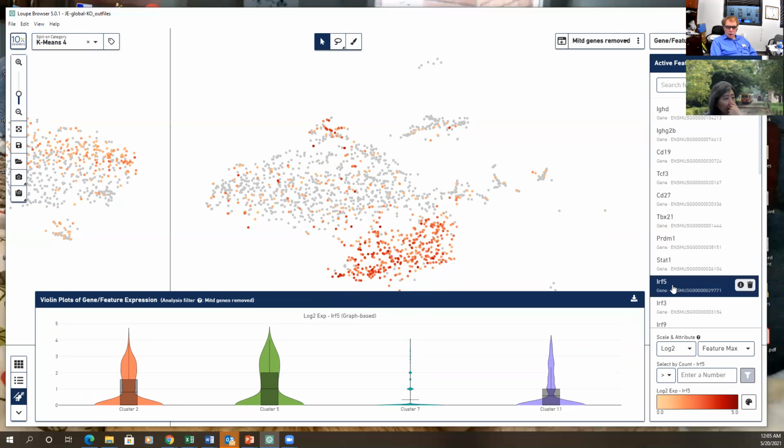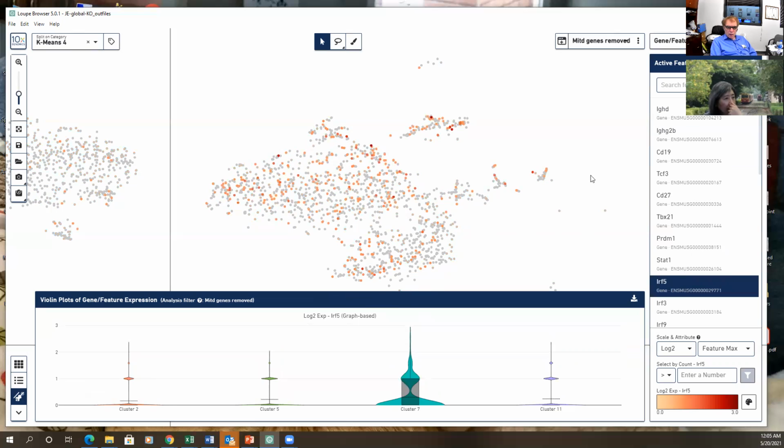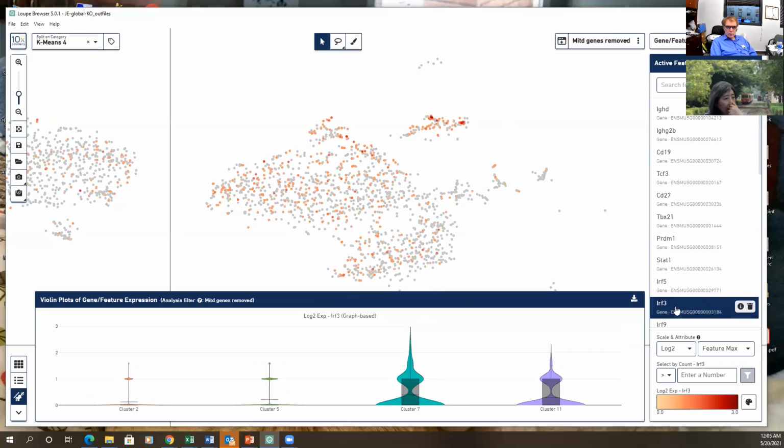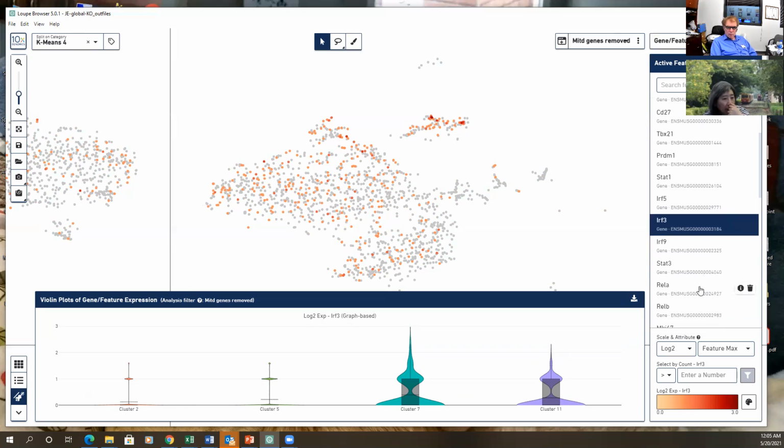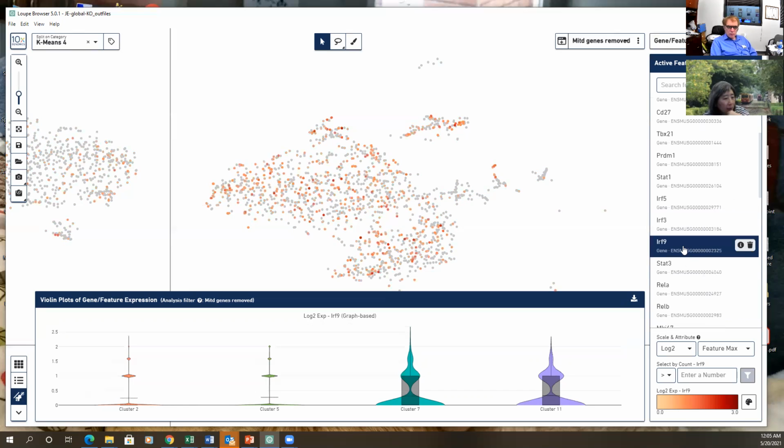All right, so now IRF5 is germinal center. And IRF3, I think IRF3 is both. IRF9, I think it's actually slightly higher in 11.